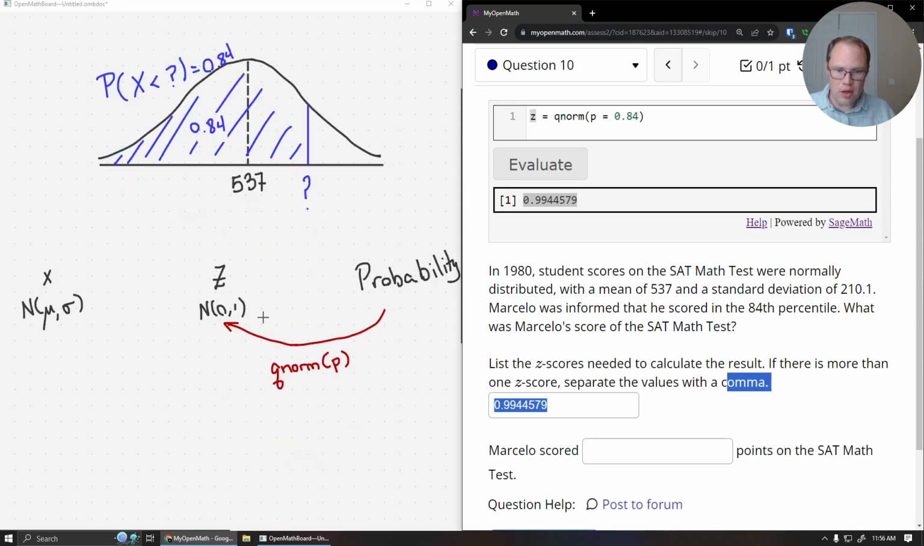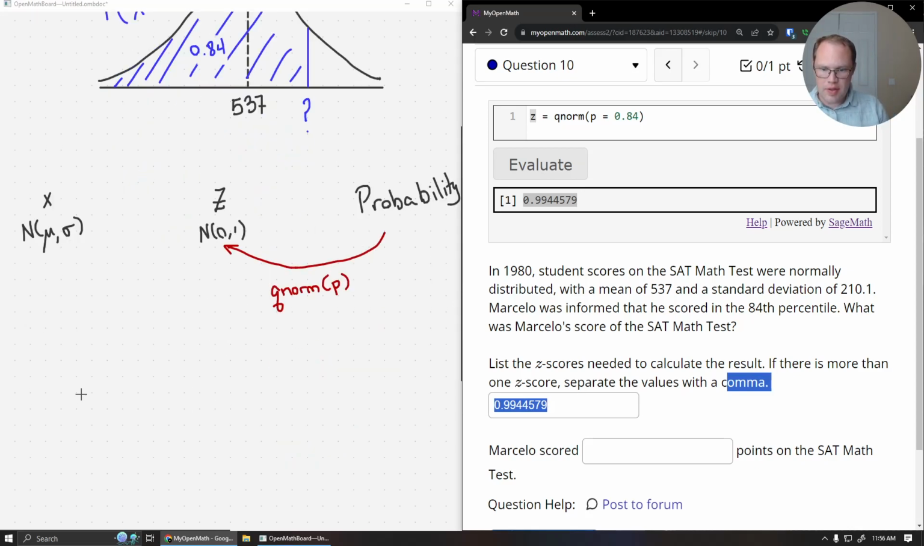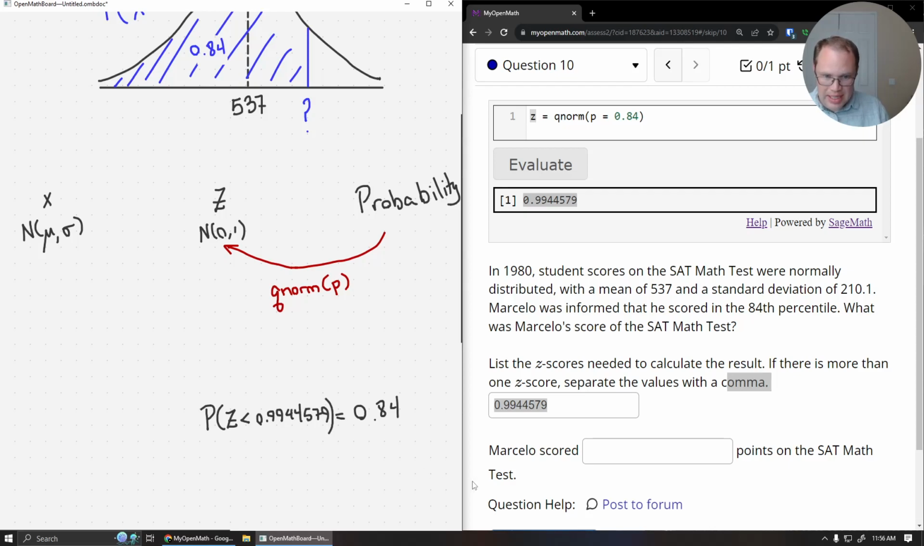So that's the z-score. That means that in terms of my standard normal distribution, the probability that z is less than 0.9944579 is 0.84. So we found the value for the standard normal distribution. That's what that z-score is. But now we need to convert that from the standard normal distribution to our non-standard normal distribution, the distribution of the actual SAT math test scores.